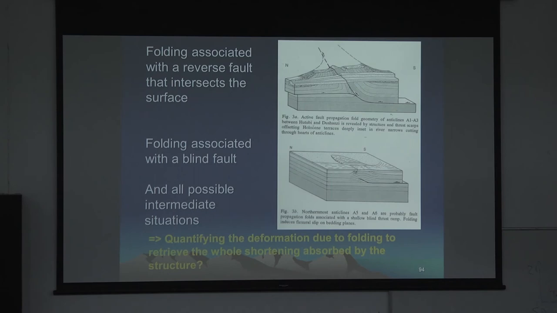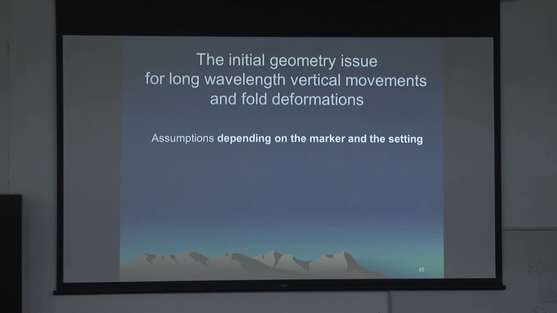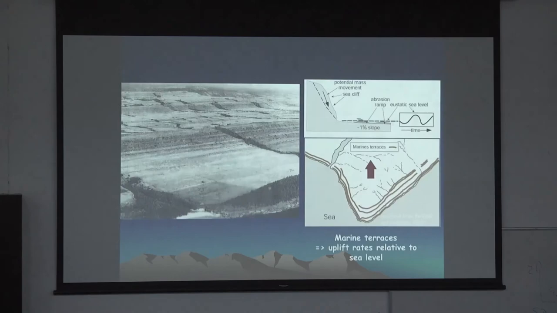And in that case, to retrieve the deformation linked to the anticline, you need to document the initial geometry of your marker all across your anticline. So in that case, you need to make an assumption: the initial continuity of the marker. But it's not sufficient. You need more, and the more depends on the setting.